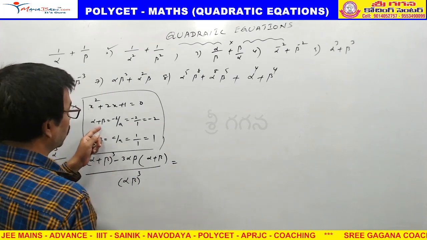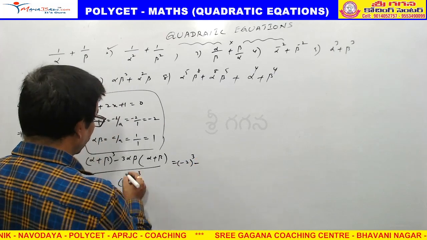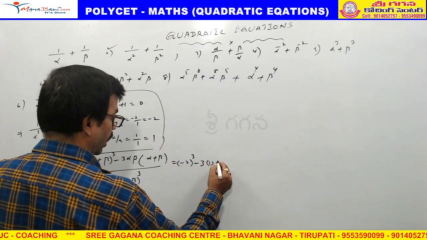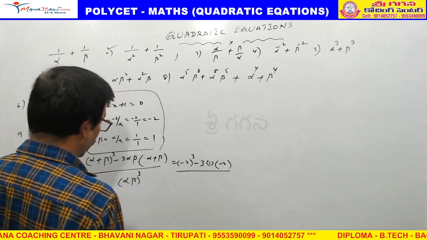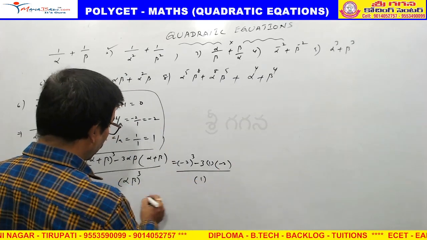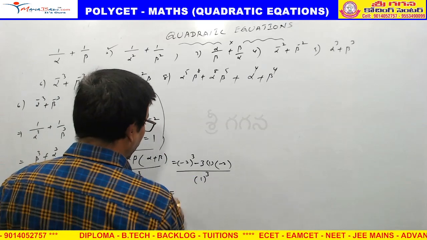So what is alpha plus beta? Minus 2 whole power 3 minus 3 into alpha beta value 1, again alpha plus beta value minus 2. So numerator is over. Come to denominator, alpha beta value 1. They are asking power 3, so I am putting here 3. So now minus 2 whole power 3.